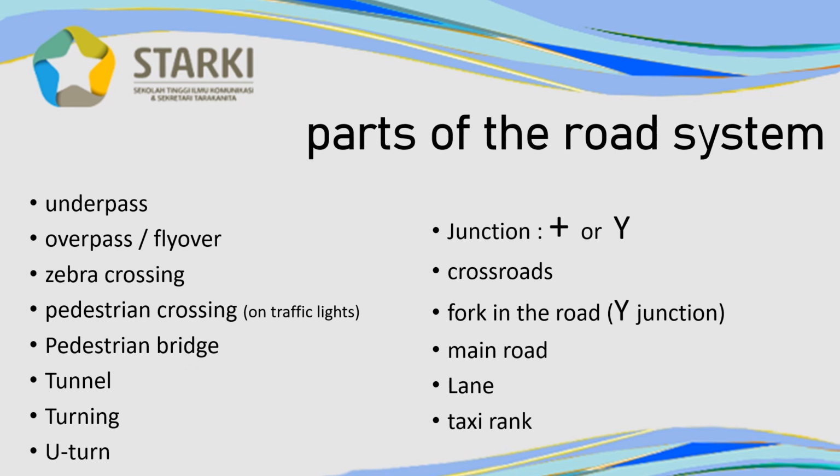For example, underpass, overpass or flyover, and then zebra or pedestrian crossing. You can find a zebra crossing anywhere, but a pedestrian crossing is sometimes next to the traffic lights, near the traffic lights. Pedestrian bridge, and then tunnel, and then turning, turn right, turn left, and then U-turn. This is the U-turn. You know that there are some roads which have a U-turn.